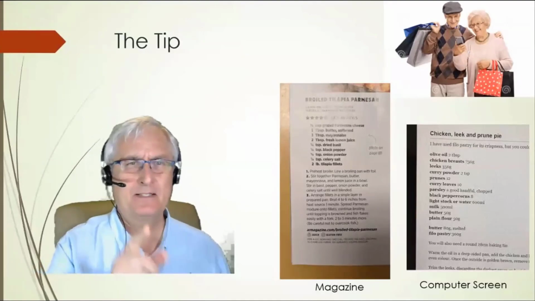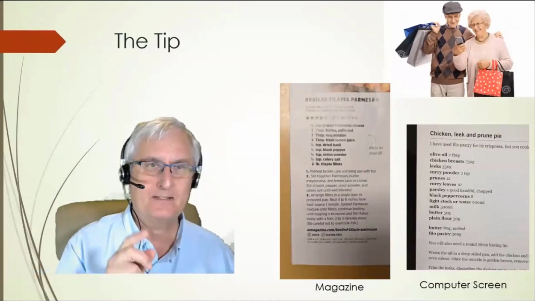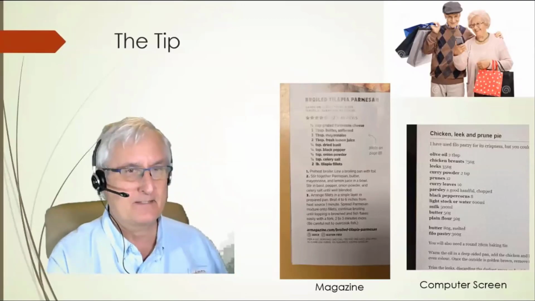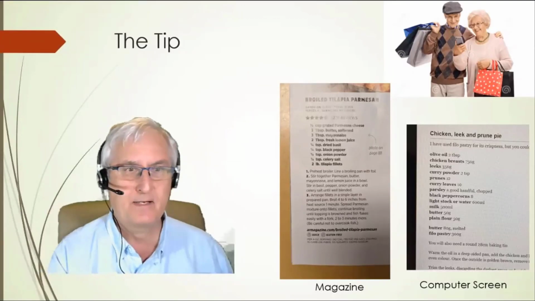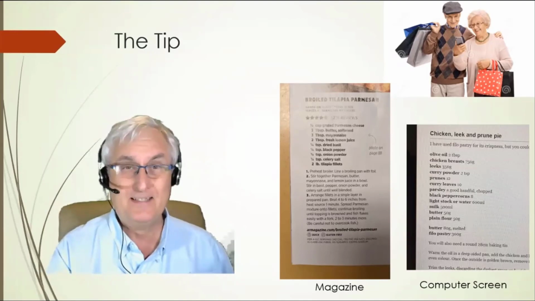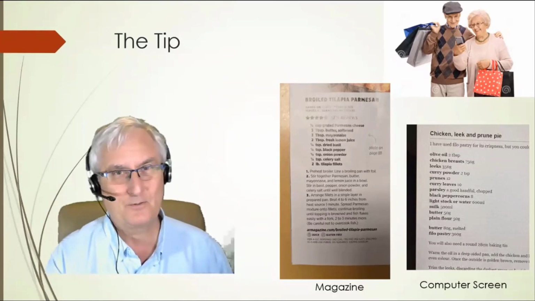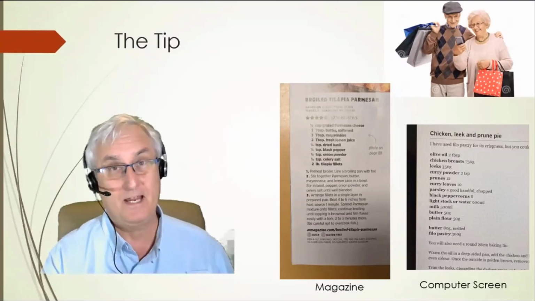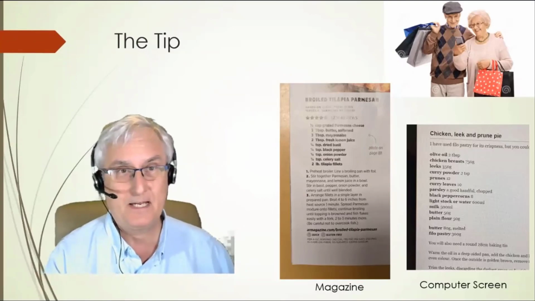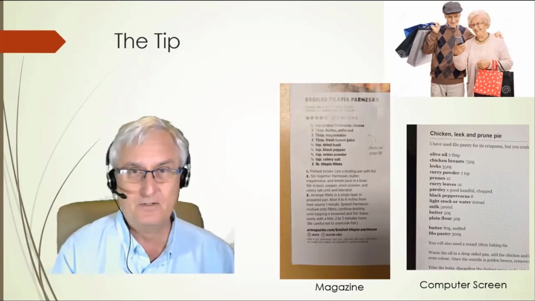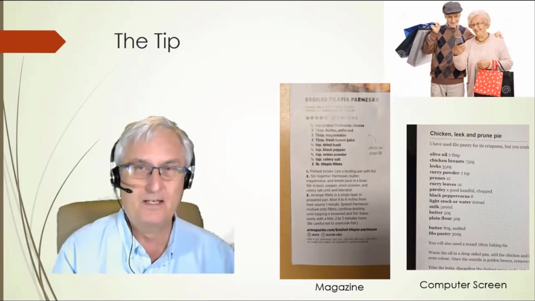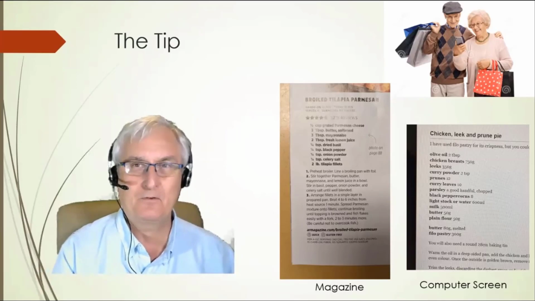Oh, the tip. Yes, there was a tip. If you waited till the end, there was a tip, right? The tip is this. If you look to the side here, you'll see a recipe in a magazine. Just take a picture of it. Next time you go to the grocery store, it's on your camera and you can look at it and get the recipe. The one on the right is a computer screen. So if you see a recipe on the computer, just take a picture of it. It'll be in your camera. When you get to the grocery store, you can easily find all the items.